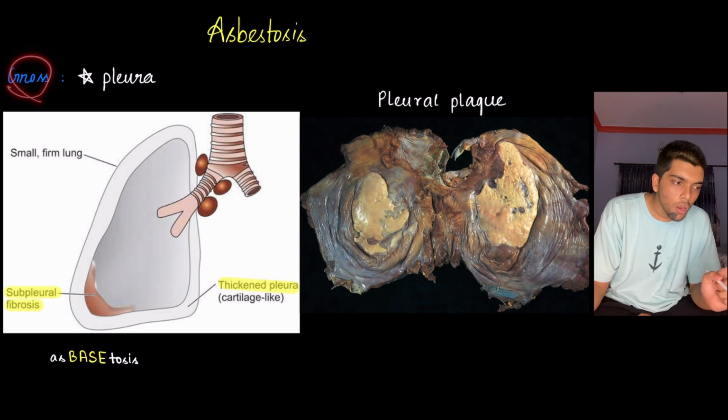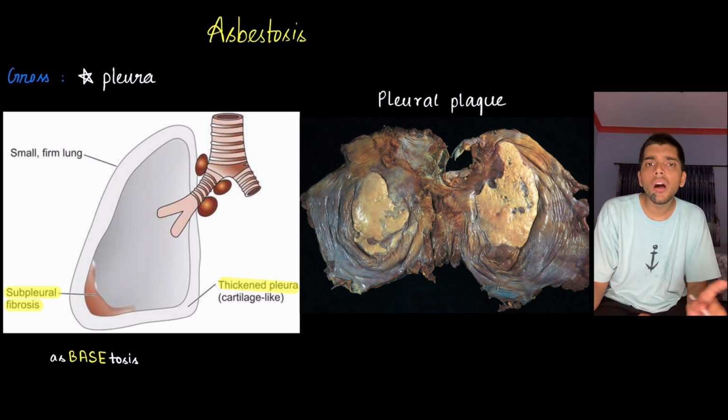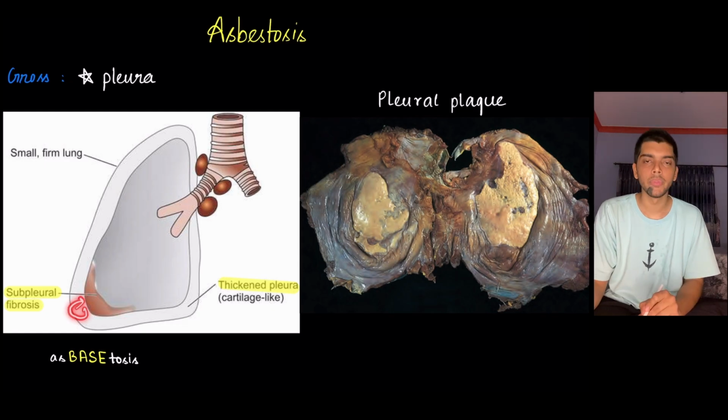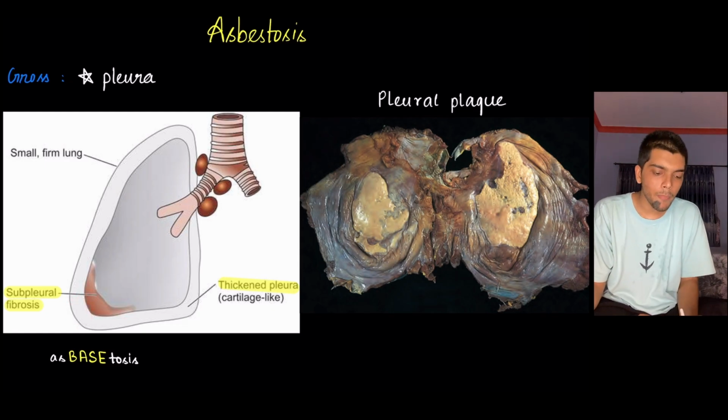Gross. Asbestos, it loves pleura. So it is going to harm your pleura. So there is pleural thickening plus subpleural fibrosis. You might have noticed something. The fibrosis has taken place at the base of the lung.